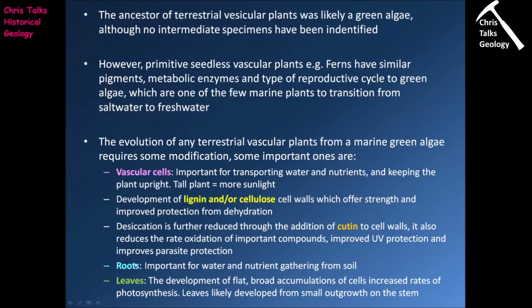Now, one of the other methods that allows your plant to avoid desiccation and also offers the water to keep your vascular cells rigid is the evolution of roots. So roots are important, of course, because they allow you to take water and nutrients from the soil and then have them transported up the plants by the vascular cells. But of course, roots also allow your plant to bind itself to the soil, so it's less likely to get knocked over. It offers the plant support.